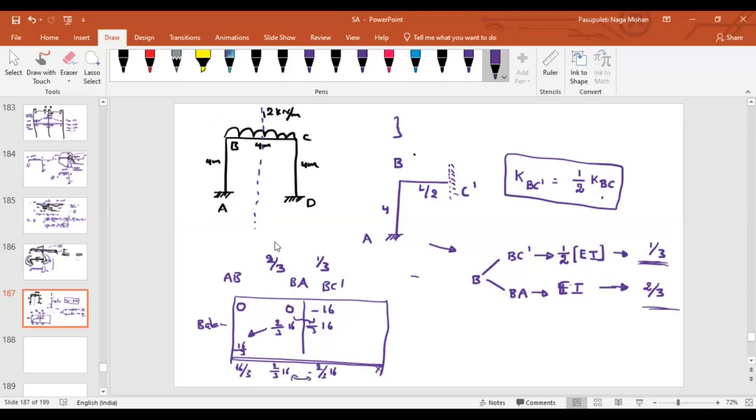Moments are balanced or not? Here it is plus 2/3 of 16. Here it is minus 2/3 of 16. So moments are balanced. So what about your final moments? What about the moment at A towards B? That will be plus 16 by 3. Here I am just writing. What about the moment at B towards A? It is 2/3 of 16. What about the moment at B towards C dash? It is minus 2/3 of 16.